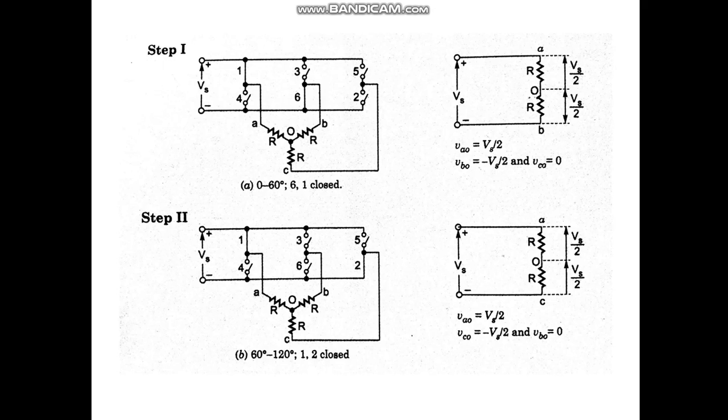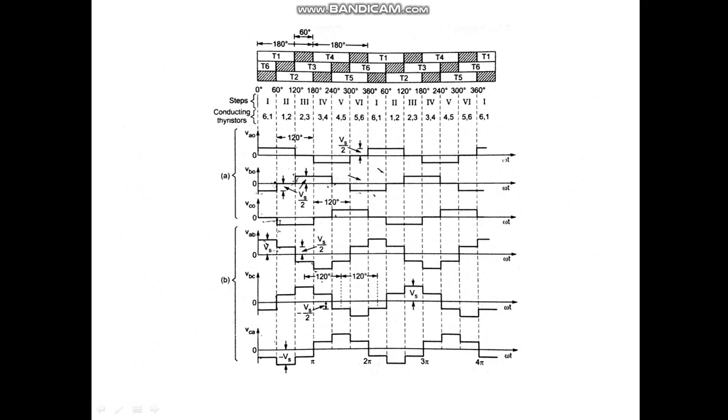In each interval two switches will conduct. There are six intervals. Let me show you the waveform. See here, this is the waveform. So we can see that there are six intervals: 1, 2, 3, 4, 5, 6. Previously, in each interval, three switches were conducting in 180-degree conduction mode. Here, two switches are conducting at a time: 6 and 1, 1 and 2, 2 and 3, 3 and 4, 4 and 5, 5 and 6.